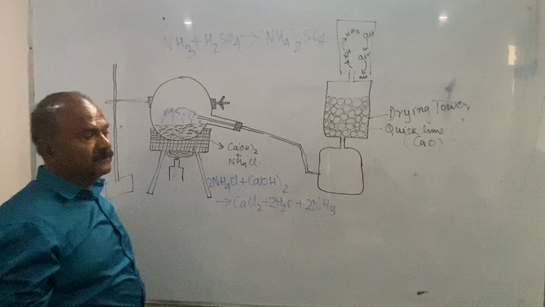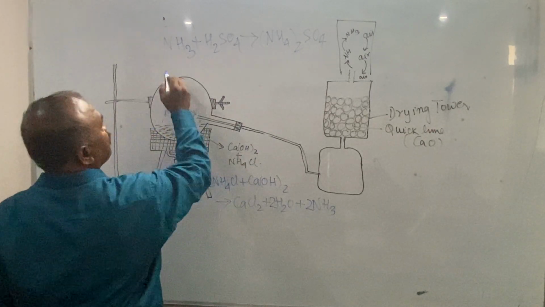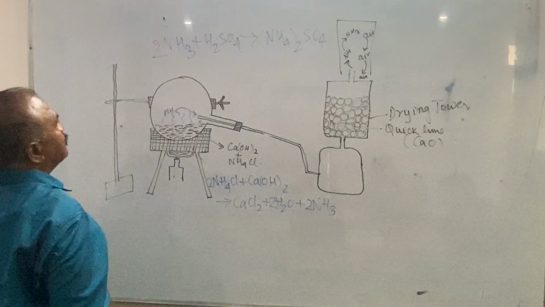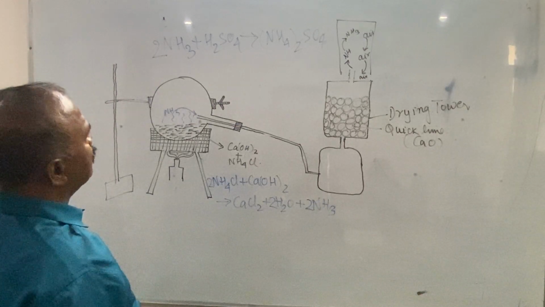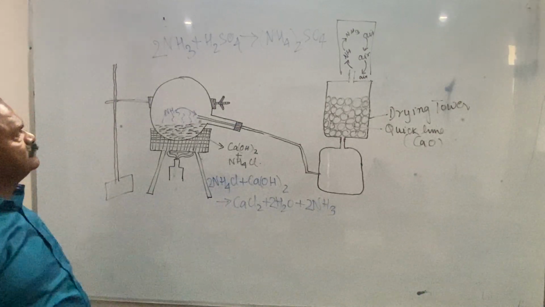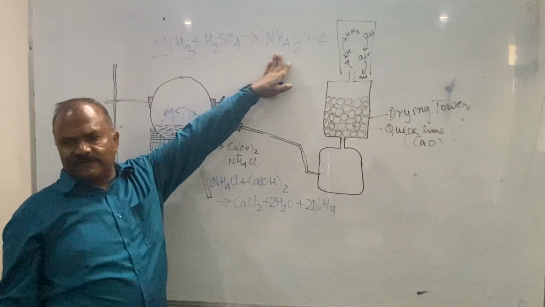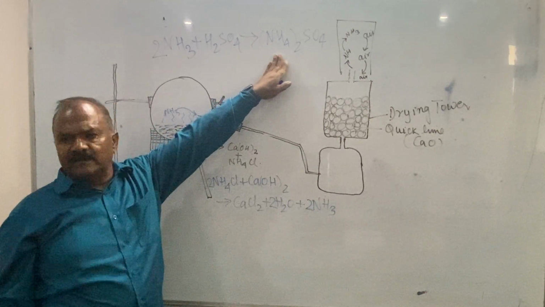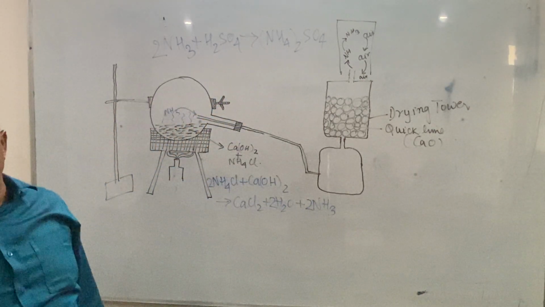You don't know that. Keep quiet. So put the 2 here. Yeah. So this will be the salt formed, so that you will not be able to collect the ammonia gas.